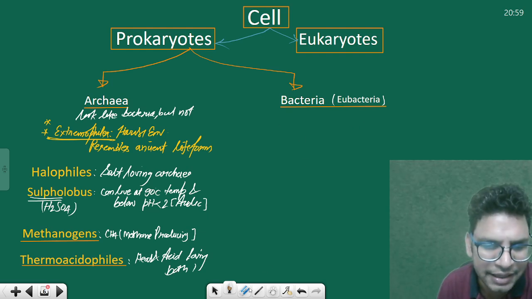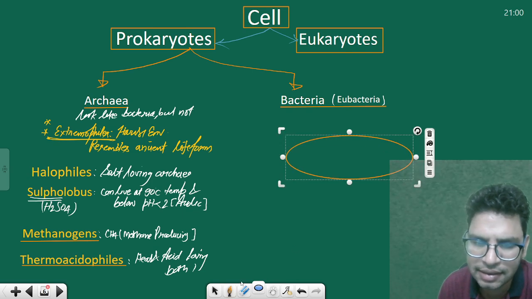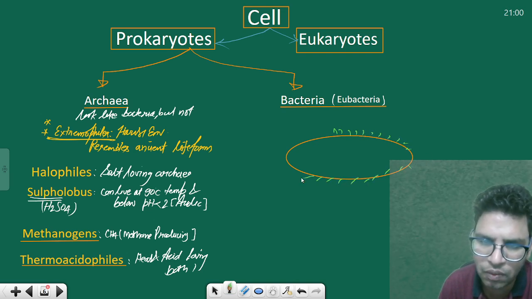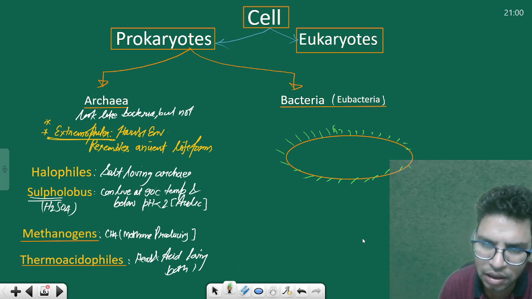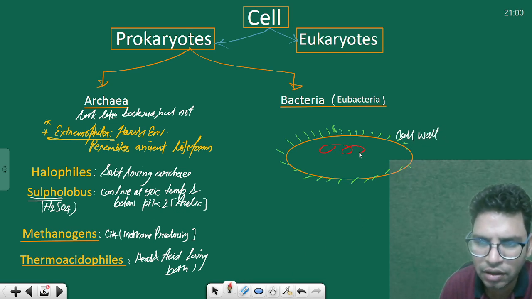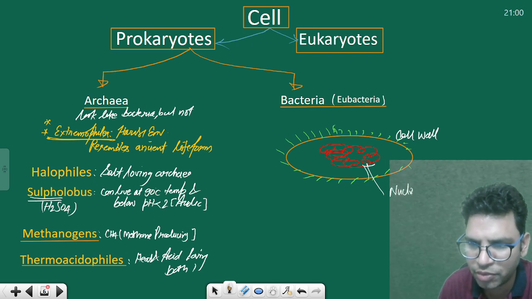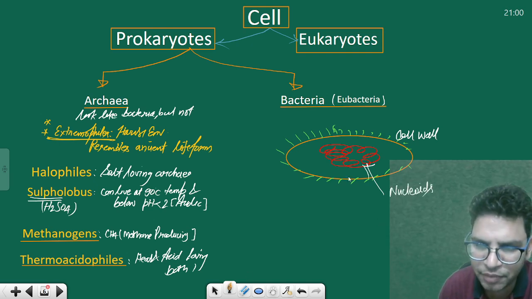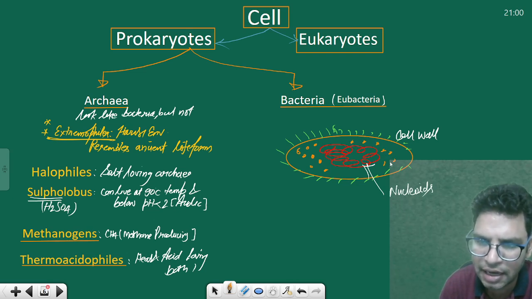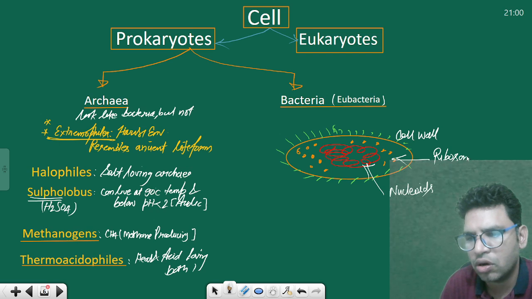So you have bacteria. If you want to talk about bacteria, a typical bacterium has this kind of structure. It has an outer cell wall structure, and we are going to talk about it later on. Then there is one region called the nucleoid, where the DNA aggregates. There are no specific cell organelles like mitochondria. These are protein factories, basically ribosomes.